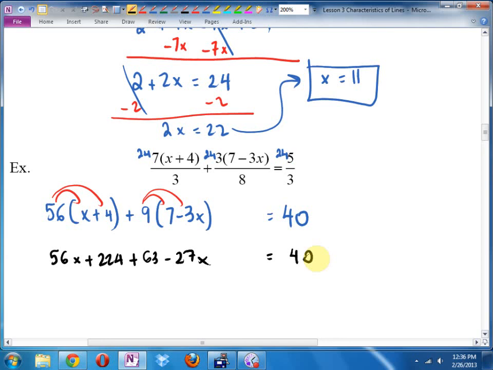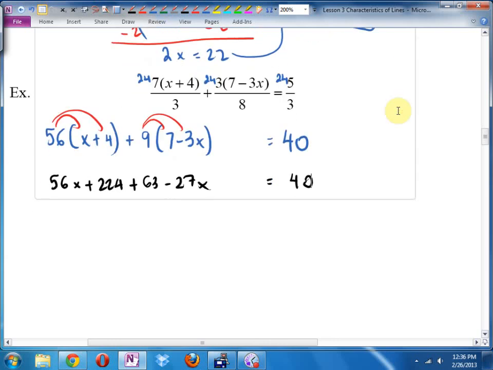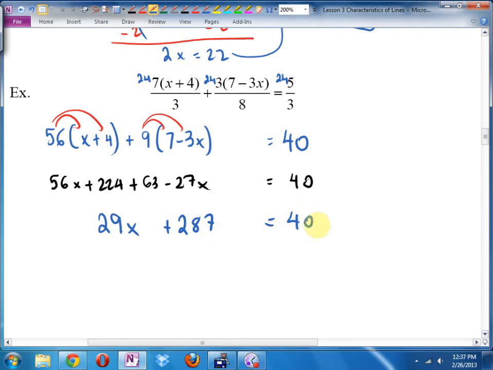Like terms. So on the left side, how many x's do I really have? 56x, take away 27x. How many have I really got? Sorry, tell me. 29 x's? And then I have positive 224 plus 63. Positive 287. That equals 40. I doubt this will work out evenly. Now what?